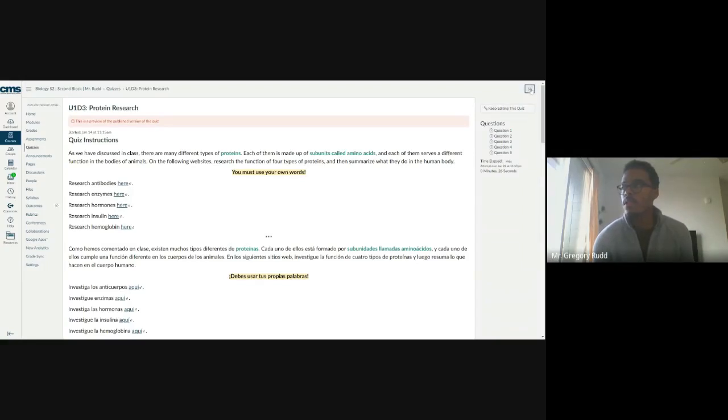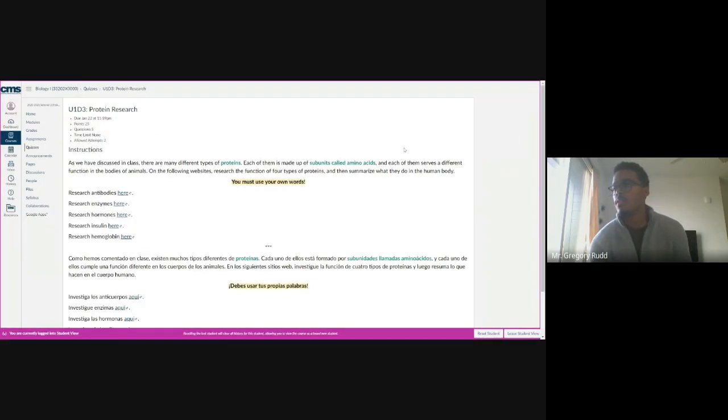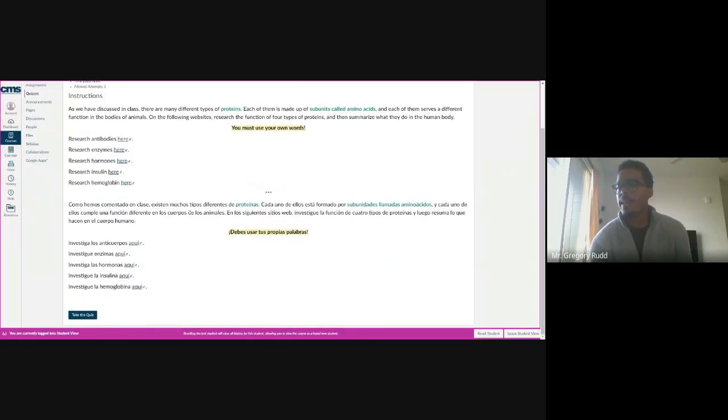Do student view. So yes, here's student view. I've also, yeah, it says take the quiz in the bottom left. I've provided some links there as well that you can use to get some verified information about these 5 proteins.